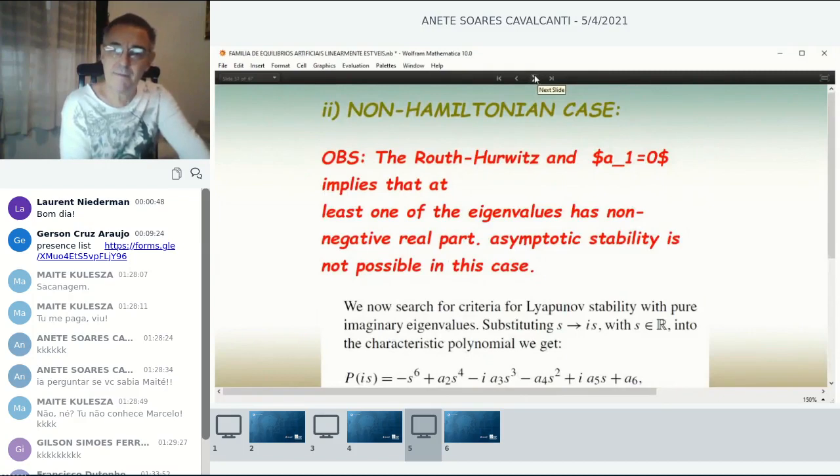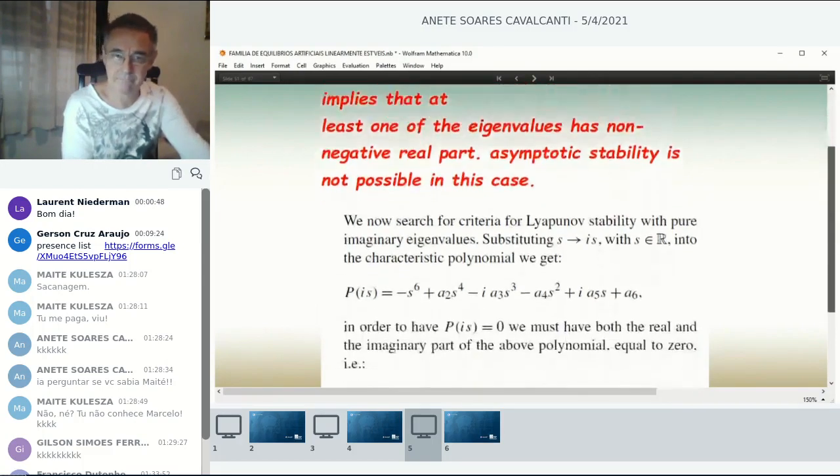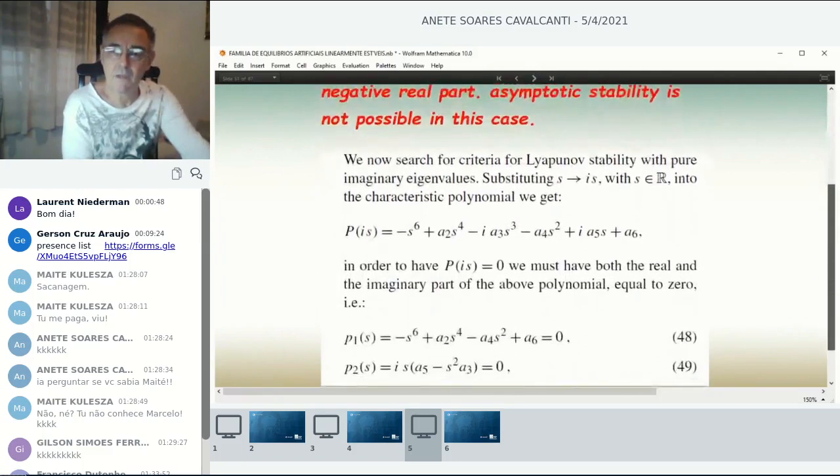We observe that using the Routh criterion, because we have A1 equals to 0, that implies that at least one of the eigenvalues has a non-negative real part. So there's no possibility of asymptotic stability in this case. So we now search for a criterion for Lyapunov stability with the eigenvalues being pure imaginary.